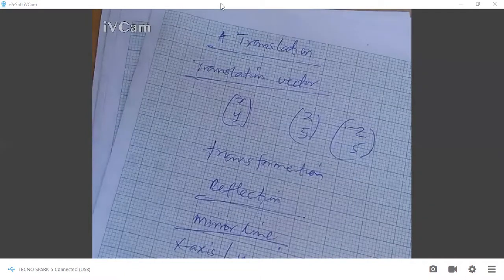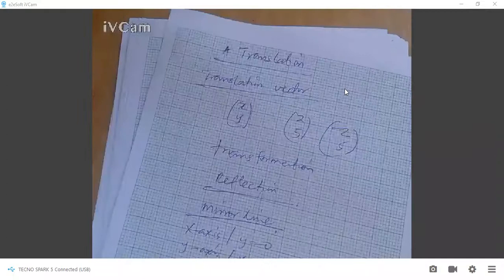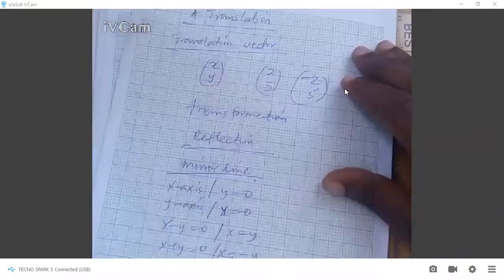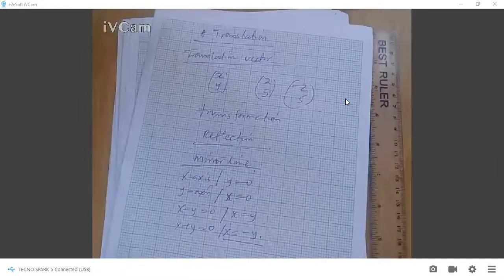So when you are doing these things on the geometrical aspect, you need to draw those mirror lines. When you draw those mirror lines, then you can be able to reflect your object and get an image. You get an image immediately.